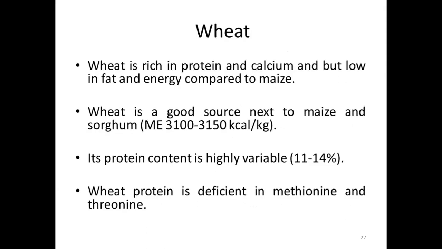Now, this is the second important source of energy, which is rich in protein and calcium, but low in fat and energy compared to maize. It is a good source next to maize and sorghum. It has metabolizable energy of tentatively 3100 to 3150 kilocalorie per kg. Protein content is highly variable, around 11 to 14%. Wheat protein is deficient in methionine and threonine.